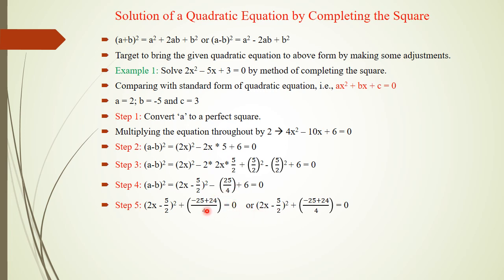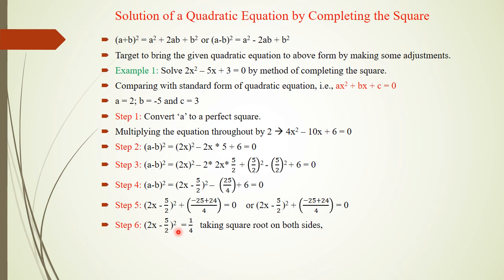Therefore, when I solve this, (2x - 5/2) whole square is equal to -1/4 here. When I bring that -1/4 to the other side, that will be +1/4 here. Now, in order to remove this square, because I want to get the x value, first I need to remove the square as per the BODMAS rule.